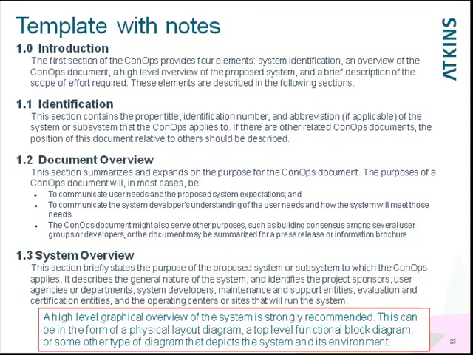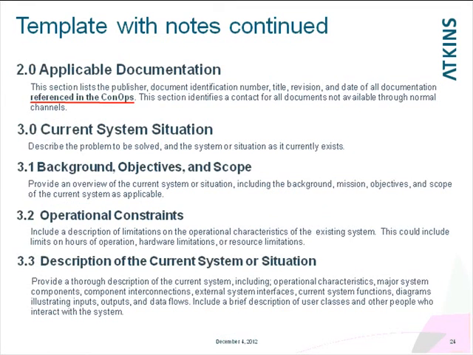A high-level graphical overview of the system is strongly recommended. You can do a physical layout diagram, a top-level functional block diagram, other diagrams that kind of depict the system in its environment and how it works. High-level, big picture. Section 2, applicable documentation. I only like to put in the references that are used in the document itself.